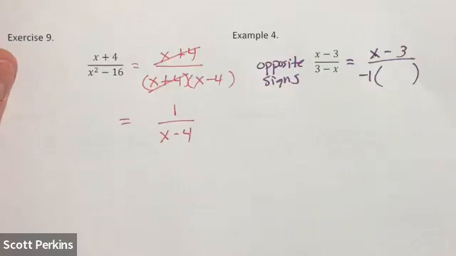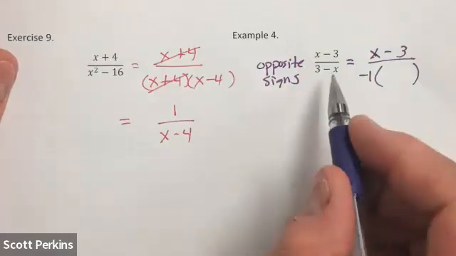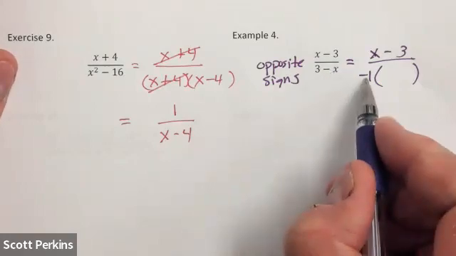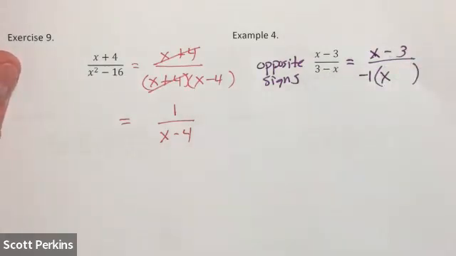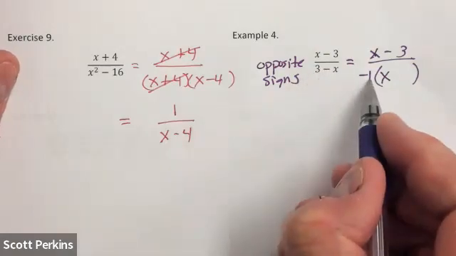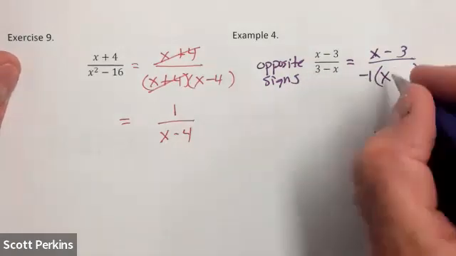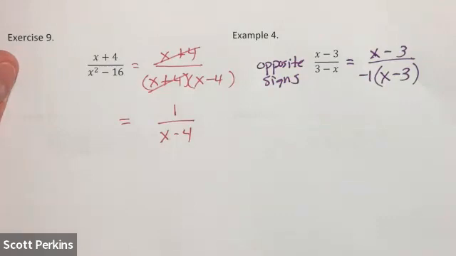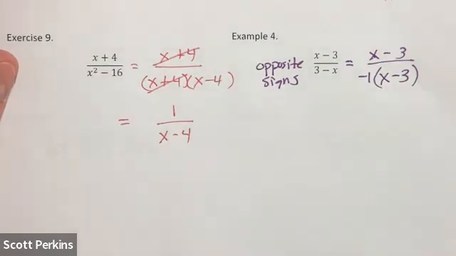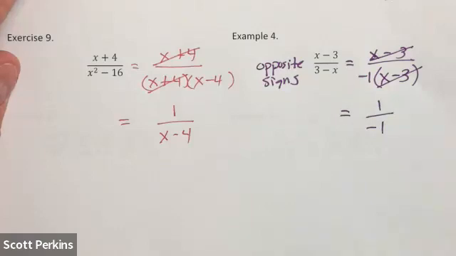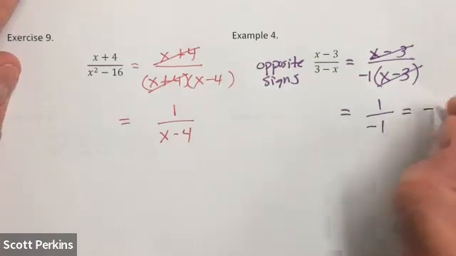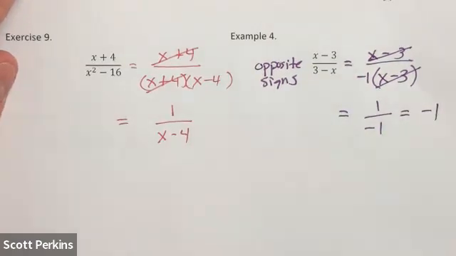And when I factor out a -1, I'm also going to reverse the order of the terms. A negative x divided by a -1, a negative divided by a negative, is a positive x. A 3 divided by a -1, a positive divided by a negative, is a -3. So those two things are just opposites. They differ by the sign. Now I can cancel the x minus 3's, and I have 1 divided by -1, and that is just going to equal -1.